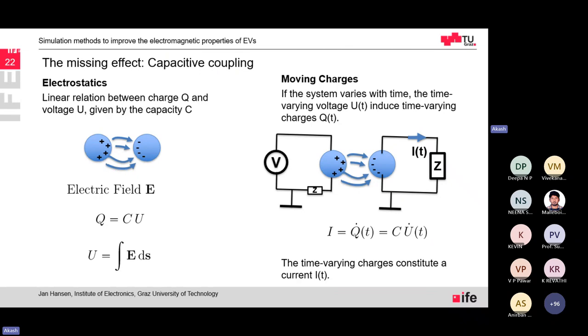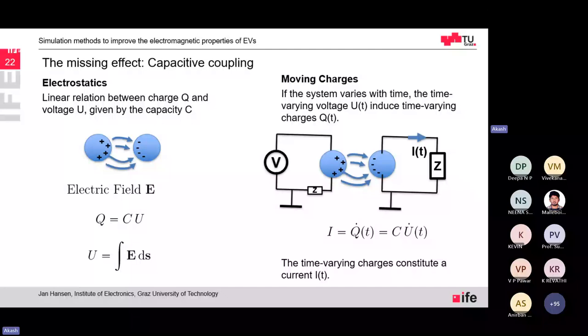So we have those two charges here, those two spheres here, and they are charged. If you have a charge and you have a capacitance, then you can compute the voltage between the spheres. Or you have the voltage and you have the capacitance, then you see these charges on the spheres. This is static. Now, in our system, we have moving charges. As I said, voltages are switched on and switched off.